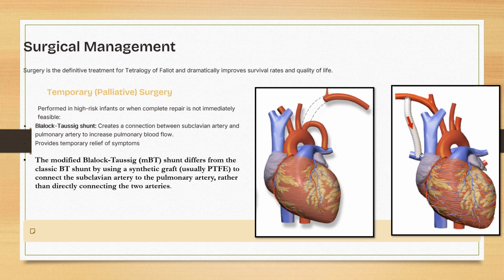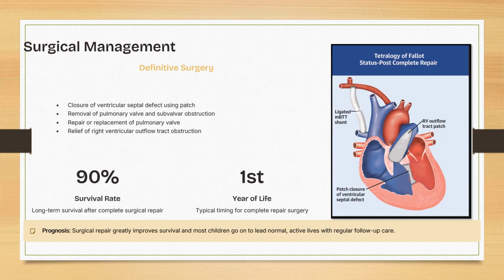What is the modified Blalock-Taussig shunt? Instead of connecting directly to the subclavian artery, the surgeons are making a connection using a synthetic graft. This is a synthetic graft. We are connecting the subclavian artery to the pulmonary artery, especially on the right side. So this is about the temporary, otherwise palliative surgery for the TOF.